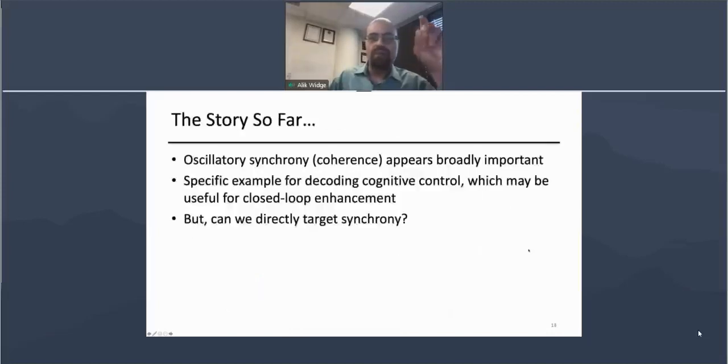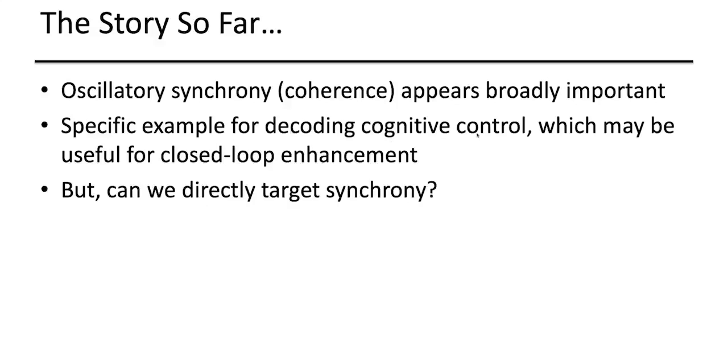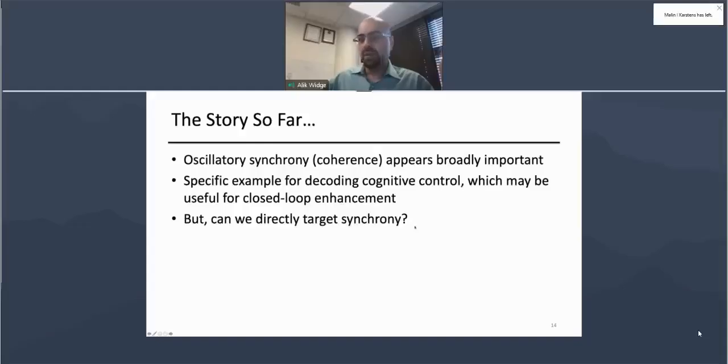Now, if that's true, if I can tell you that, in general, synchrony, coherence, and cross-frequency coupling are important for cognition, and I can show you a specific example saying, yeah, that's true, they contain information that's not contained in the local oscillations, and that might be useful in order to do cognitive enhancement. This leads to the question that's been asked in the chat like 4 times.